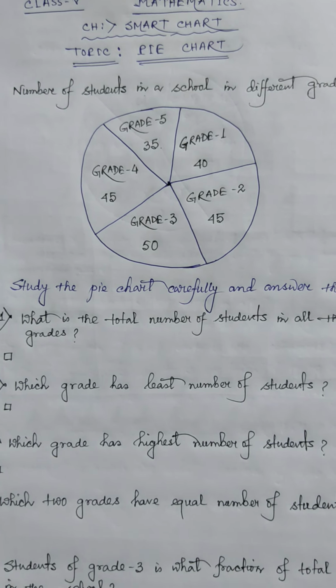Here I have taken a pie chart. The number of students in a school in different grades. This shows the pie chart. You can see here grade 1 40 students, grade 2 45, grade 3 50, grade 4 45, grade 5 35 students.